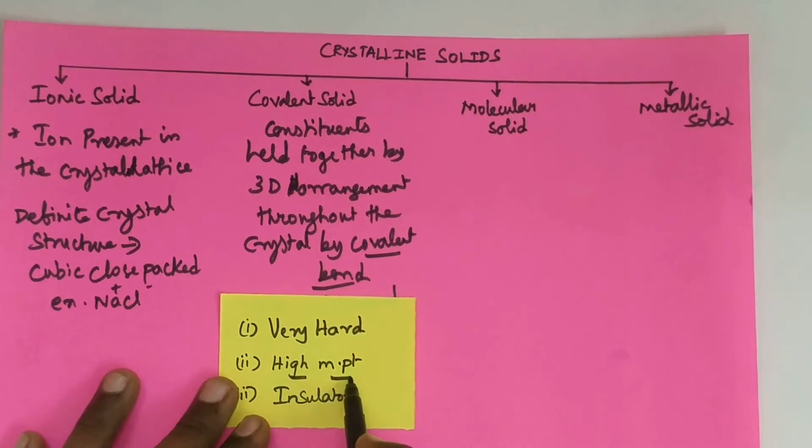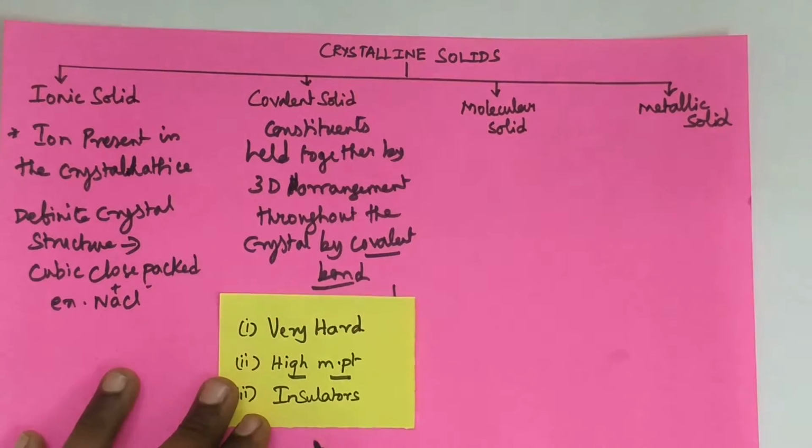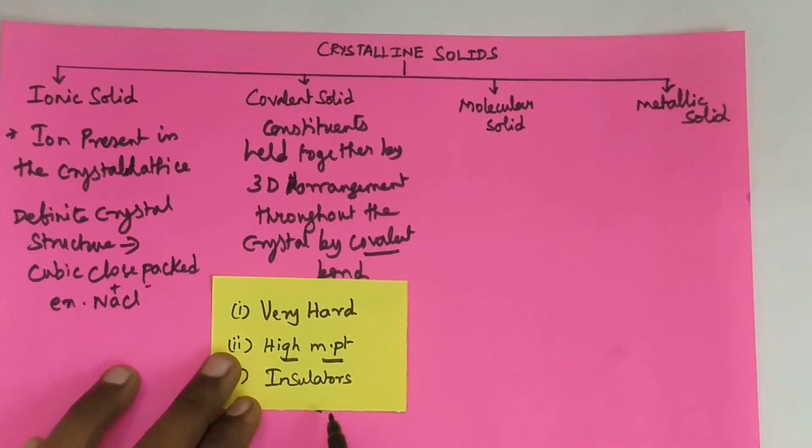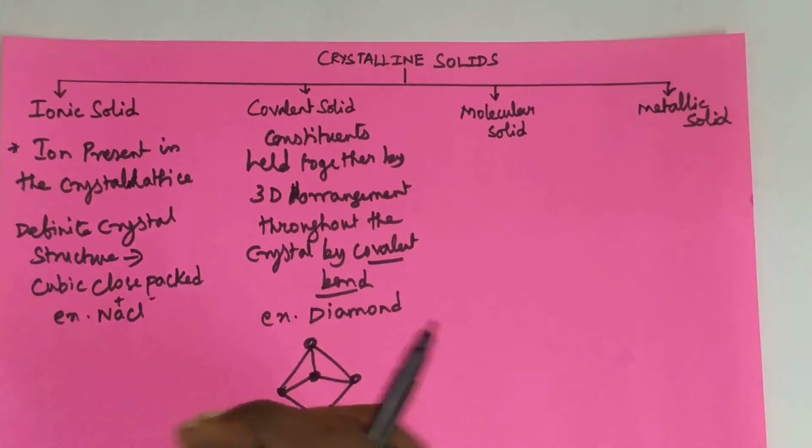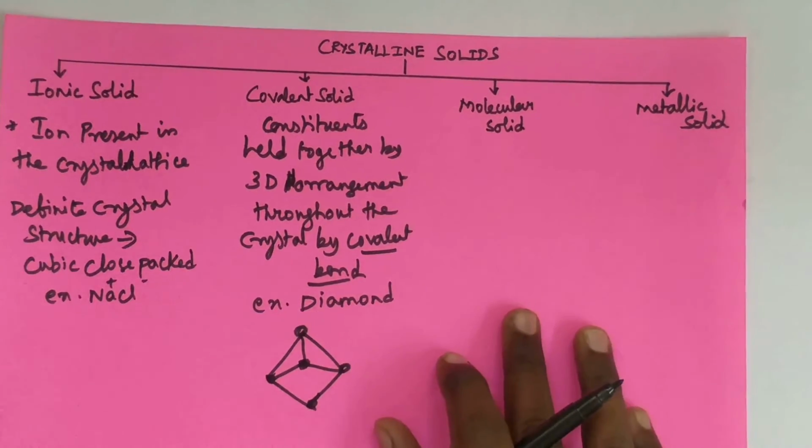high melting point. Which one? Covalent solids have high melting point. Covalent solids also act as insulators. They act as insulators and do not conduct heat or electricity. So this is about covalent solid. Our next topic is molecular solid.